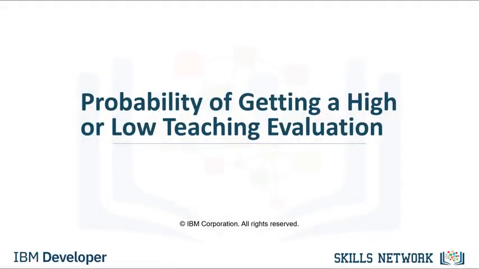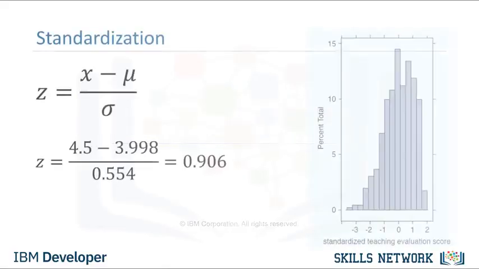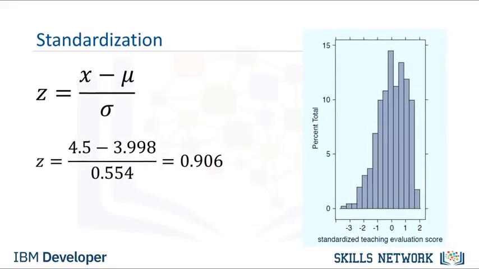Let me illustrate how to obtain the probability of getting a high or low teaching evaluation score from our dataset. First, an important concept is the standardization of a variable such that it returns a dataset with a mean of 0 and a standard deviation of 1.